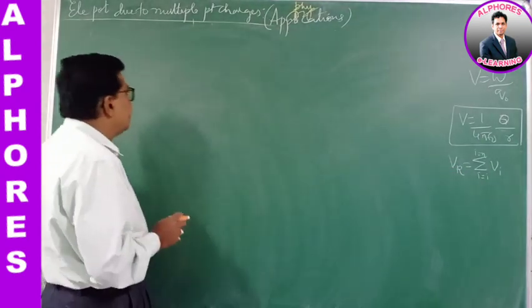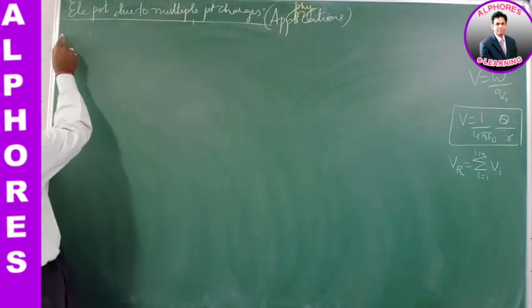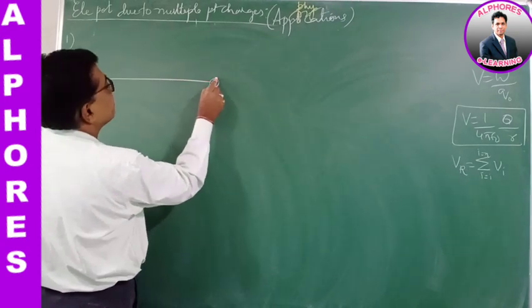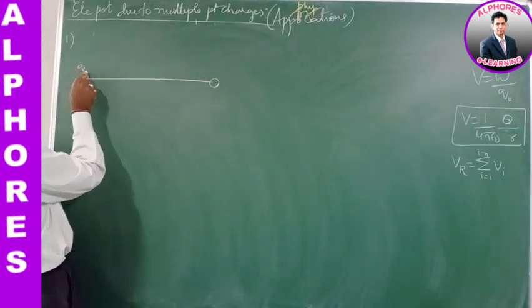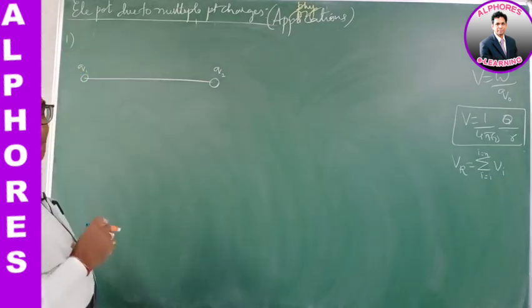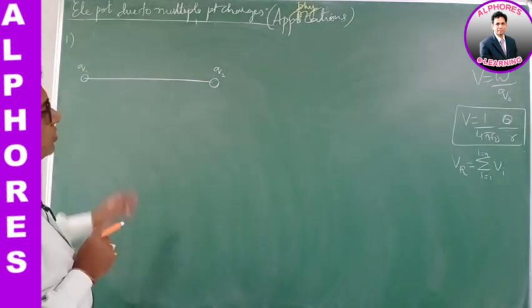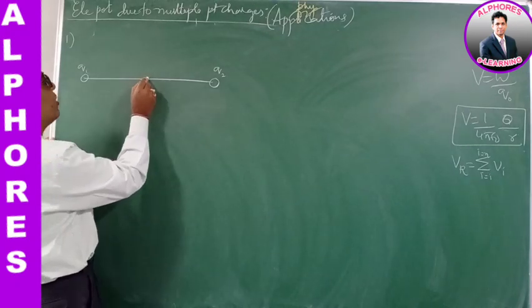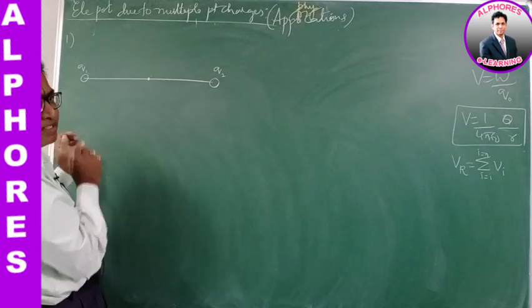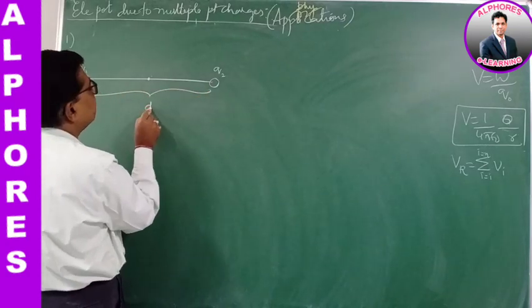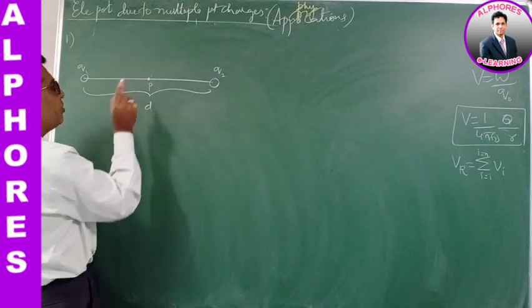First, let's take a simple application. Let's suppose there are two charges, Q1 and Q2. You are asked to find the potential due to these two charges at a common point. Let's suppose the midpoint somewhere here. Let's take a simple example. The distance between these two is given as D. Now here we are asked to find the potential at point A.